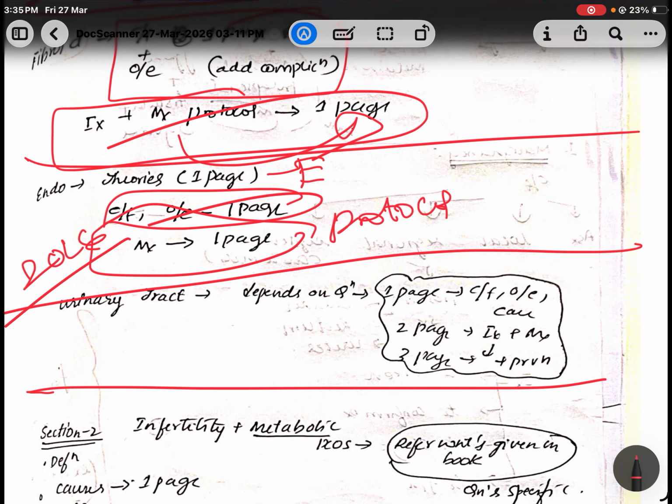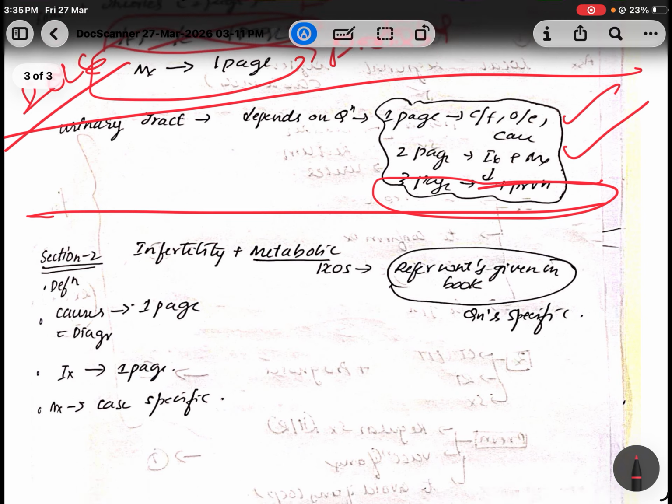Again, urinary tract, the major thing itself is how to go about it. Obviously one thing about prevention you can write. Then one page for clinical feature and examination and one more page for investigation and management you can write.